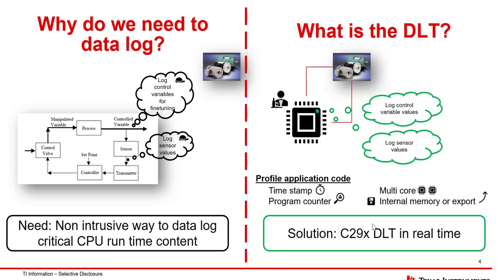Well, with the C29X CPU and the use of the DLT, we can avoid the CPU overhead and data log as many variables as we would like without impacting the overall real-time application code. The DLT allows you to set markers in your code to trace code execution and data log variables to an internal memory or export it out through a communication peripheral. The DLT provides timestamping, program count information, along with a few other flags when being used. Each C29X CPU will have their own DLT peripheral.